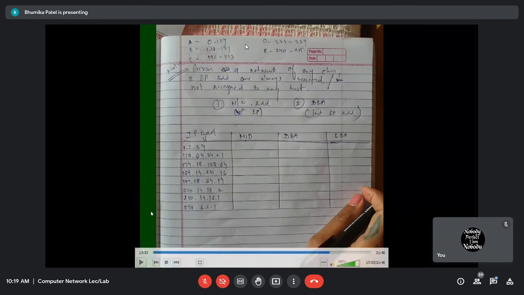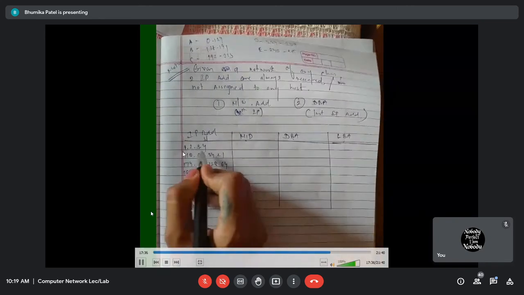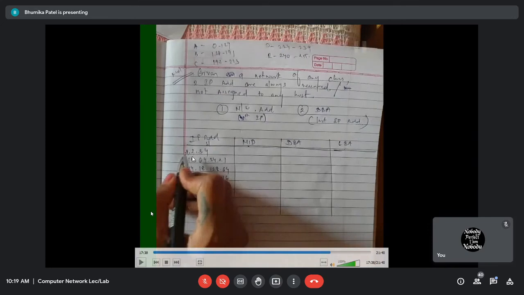Okay, so now let's start with the first one, that is 1.2.3.4. We are given a destination IP address. From this single address, you have to identify what is the network ID, that is, the network address, and what is the directed broadcast address, and what can be the limited broadcast address.